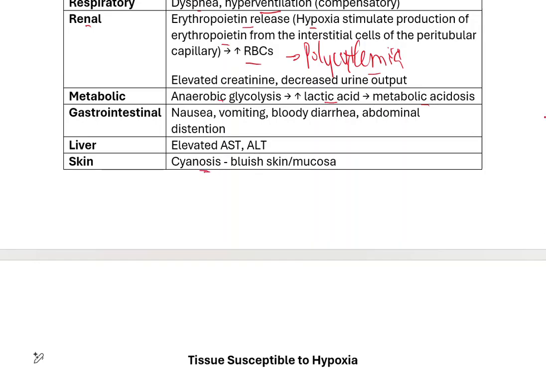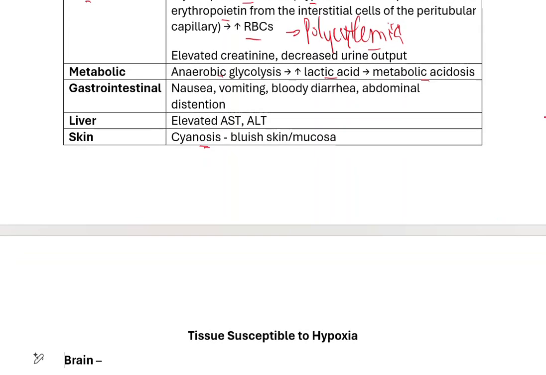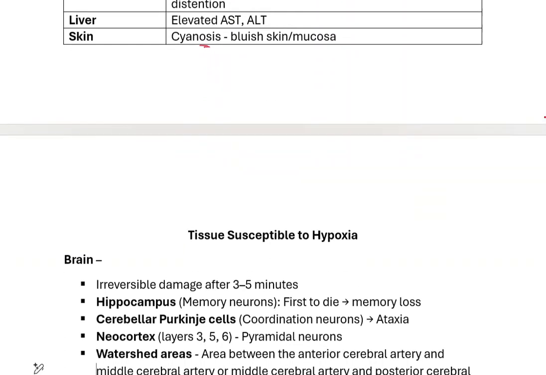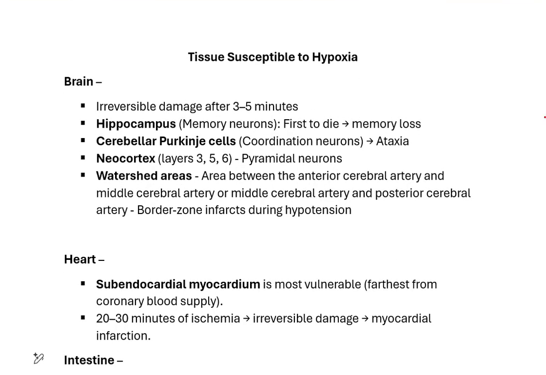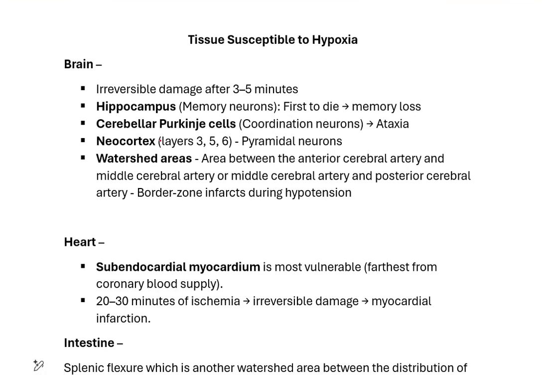So moving on to the next one. What are the tissues in the body that are more prone to hypoxia? So let's go through them. In the brain, irreversible damage starts happening after 3 to 5 minutes of hypoxia. So within 3 to 5 minutes, you start seeing irreversible damage. And remember, in the previous lecture, we spoke about the reversible changes that we see with hypoxia.